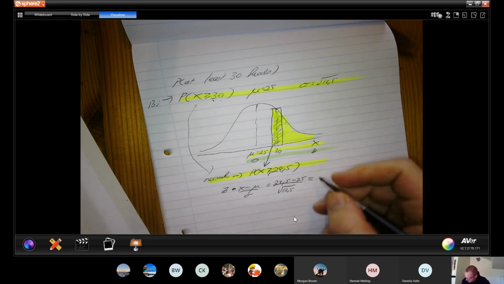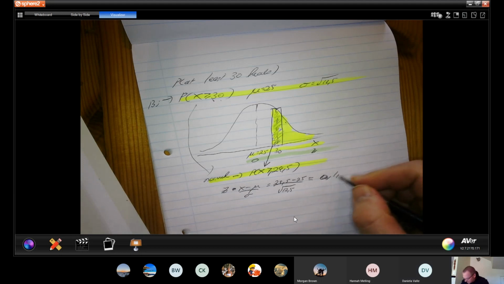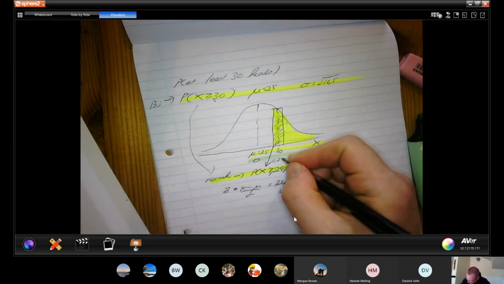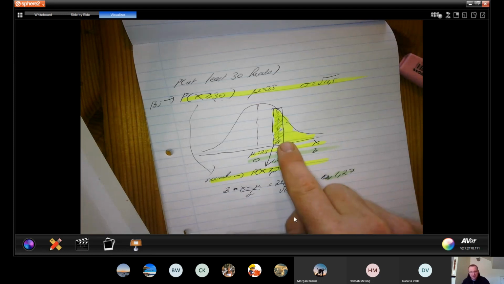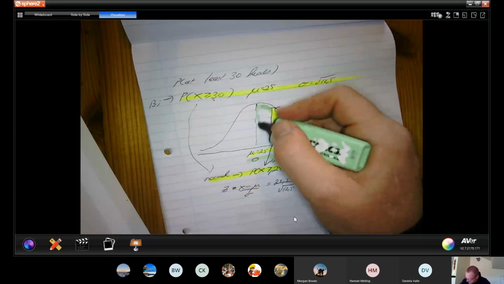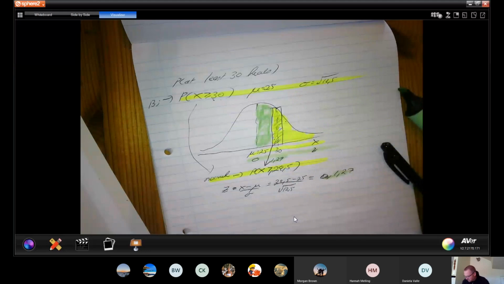What did you get? 1.27. How many decimal places? Yes, 2 decimal places. For z scores, always 2 decimal places. You did right. z is equal to 1.27. This is my z score that goes with 29.5. Now I need to go find the yellow area, but we've got to use the negative space, don't forget. We're going to go find the green area. To find the green area, I'm going to look up a z score of 1.27. Let's go look that up.